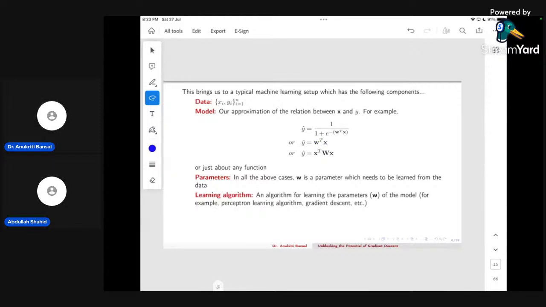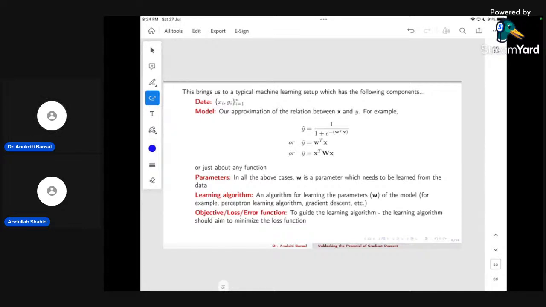Now, how to learn these parameters? So we need to have a learning algorithm which can help us in learning all these parameters automatically. Okay. And how to say that this algorithm is a good algorithm or a bad algorithm? For that, we have the optimization objective function, loss function, or error function.